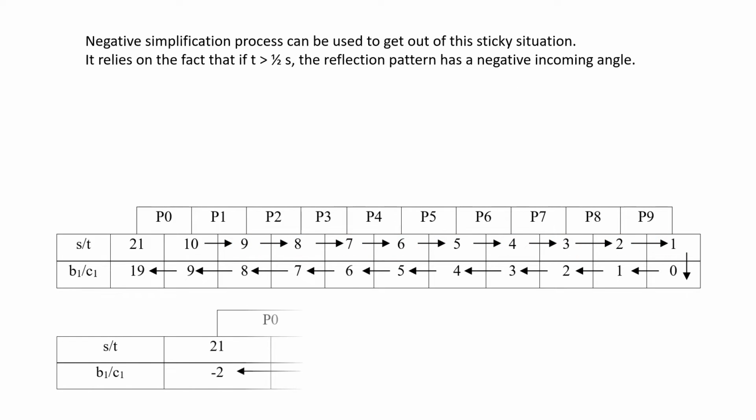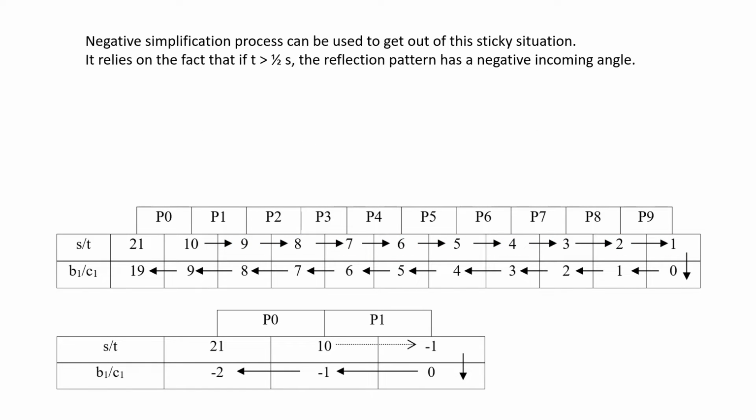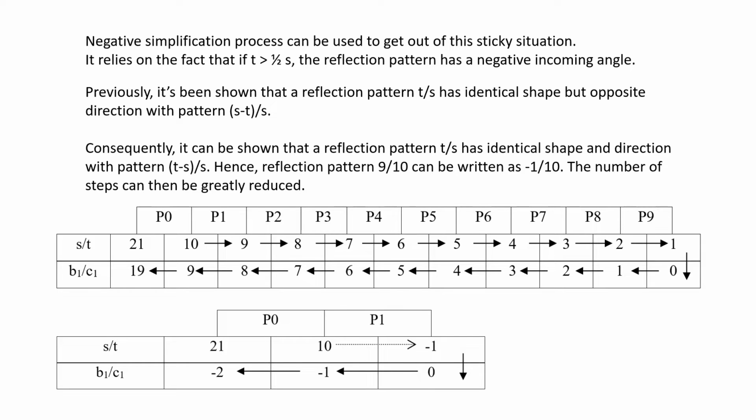Negative simplification process can be used to get out of this sticky situation. It relies on the fact that if t is larger than half s, the reflection pattern has a negative incoming angle. Previously, it's been shown that a reflection pattern t over s has identical shape but opposite direction with pattern s minus t over s. Consequently, it can be shown that a reflection pattern t over s has identical shape and direction with pattern t minus s over s. Hence, reflection pattern 9 over 10 can be written as minus 1 over 10. The number of steps can then be greatly reduced.